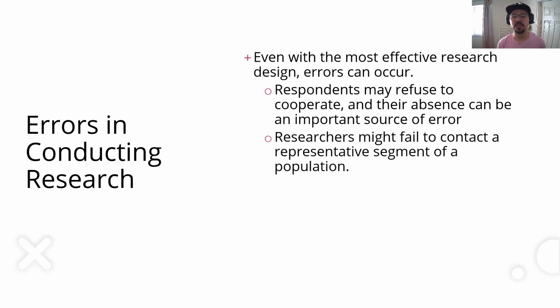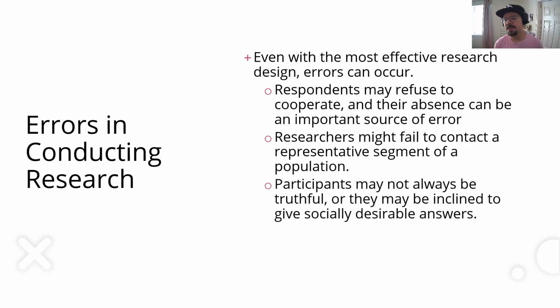Researchers might fail to contact a representative segment of a population. If I'm surveying community college students in the US, yes, statistically speaking, community college students tend to be within the 18 to 24-year-old range. That is statistically demonstrable. We can look up that research to see that that is the case. But that does not mean that older people or even younger people are not a part of the population. So we want to be mindful that we are pulling samples that are reflective. Yes, 18 to 24-year-olds may make up the bulk of community college students, but we don't want to deny that there are older and potentially even younger students in this population.